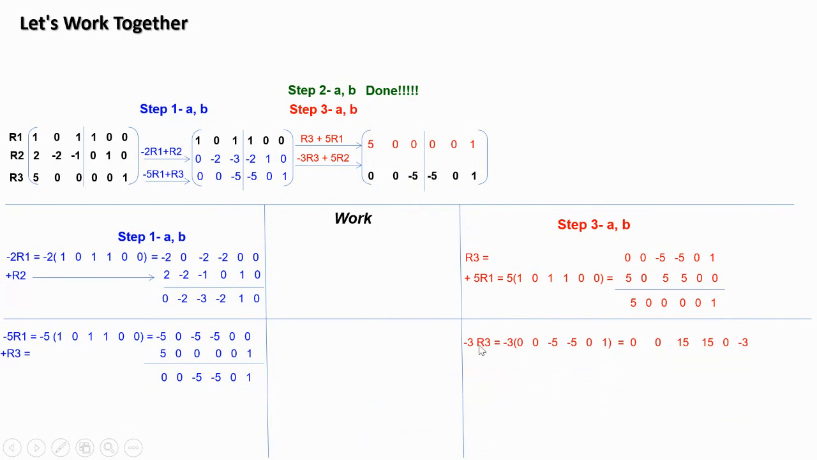Now, for the second part, I'm going to multiply -3 times row 3. So -3 times row 3 will give us 0, 0, -0, 0, 15, 15, 0, -3. And then I'm going to add it to row 2. So I'm going to multiply 5 times row 2, which will give us 0, -10, -15, -10, 5, and 0. So after we do the operation, it's going to give us 0, -10, 0, 5, 5, -3. That's my new row 2.